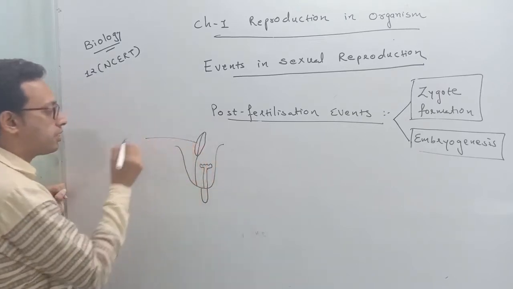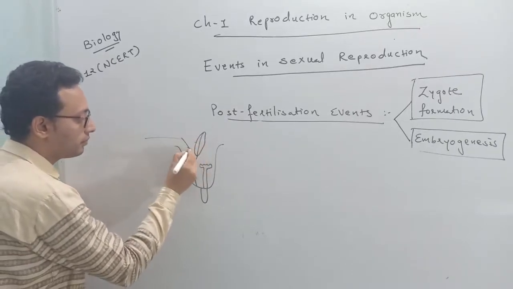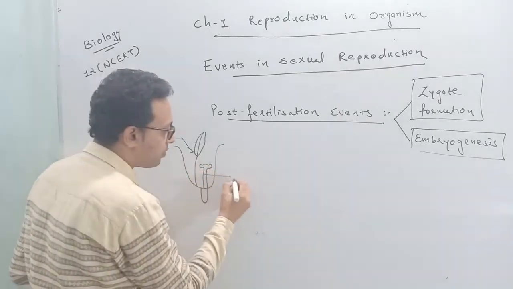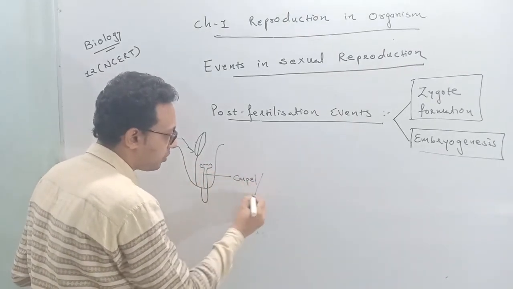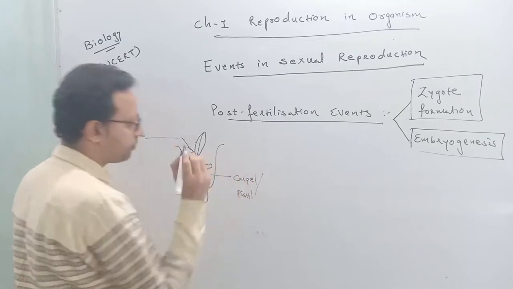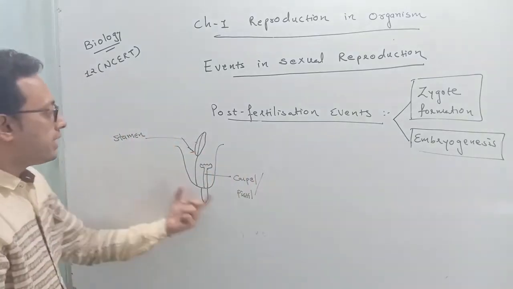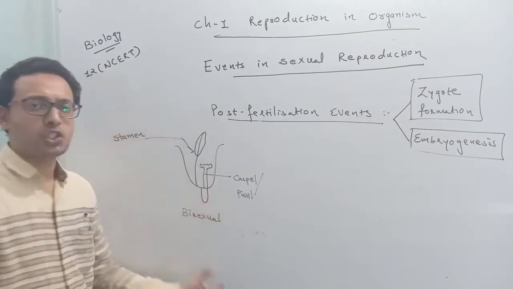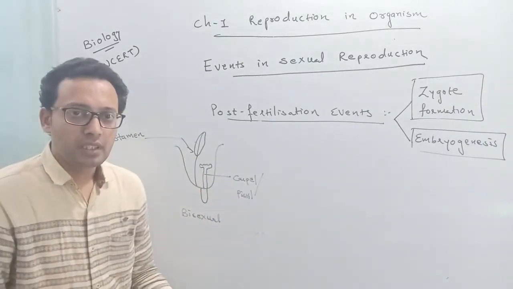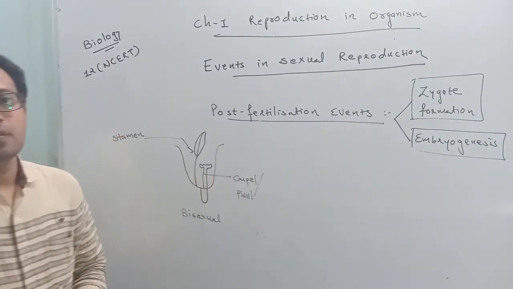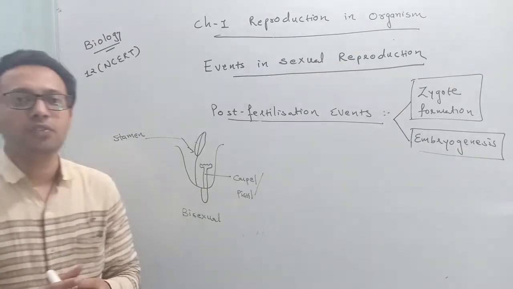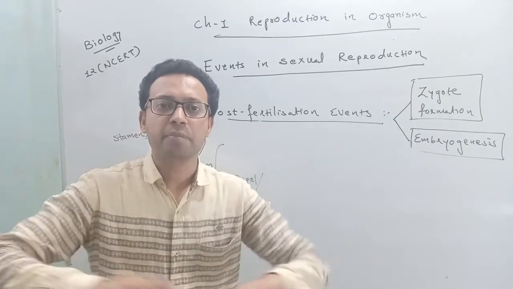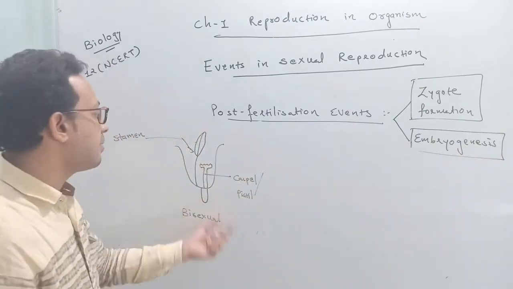This is the male reproductive organ, what we call the stamen. And this is the female reproductive organ, what we call the carpel, or you can also call it the pistil. Whether it's a bisexual or unisexual flower, the process occurs the same. The only difference is where these reproductive organs are present. In a unisexual flower, the stamen, the male reproductive organ, and the pistil are present in different flowers. In a bisexual flower, they are present in the same flower.